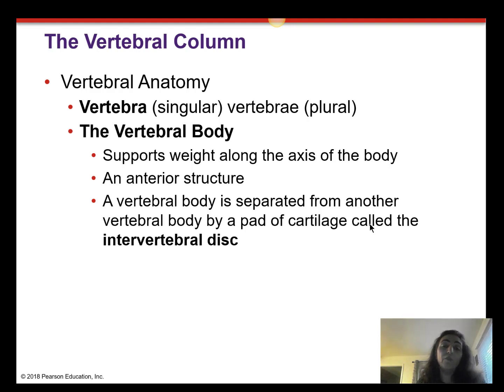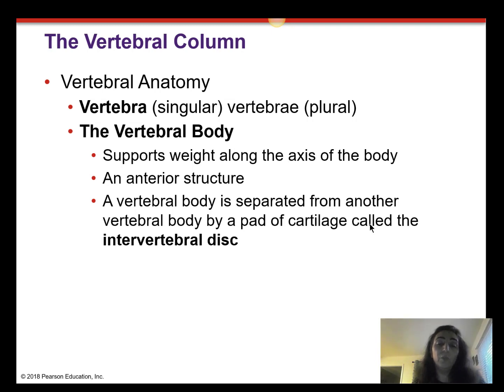The first thing that we have in each vertebra is the body. The body supports weight along the axis of the body, and as we said, this is in the anterior part of the body, toward the anterior. Still in the back of the body, but the body of the vertebra is toward the anterior. That's the most anterior part of a vertebra.